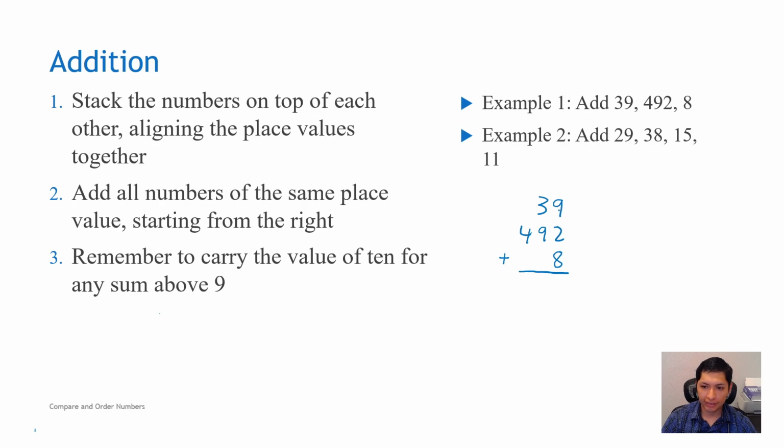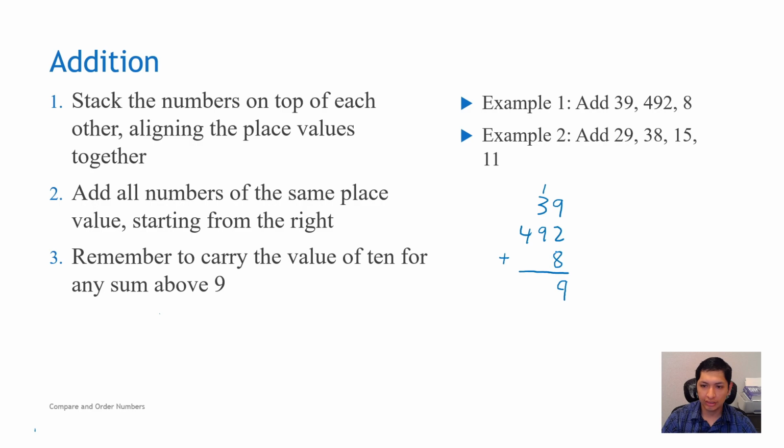But the important thing is to align the place values accordingly. So I add 9, 2, and 8, all of them in the ones place, and that gives me 9 plus 2 is 11, plus 8 is 19. So that should give me a 19. And so when I have the sum of 19, I keep the 9 from the ones place of the sum, and I carry over the 1 into the place value immediately to the left, which in this case is the tens place.